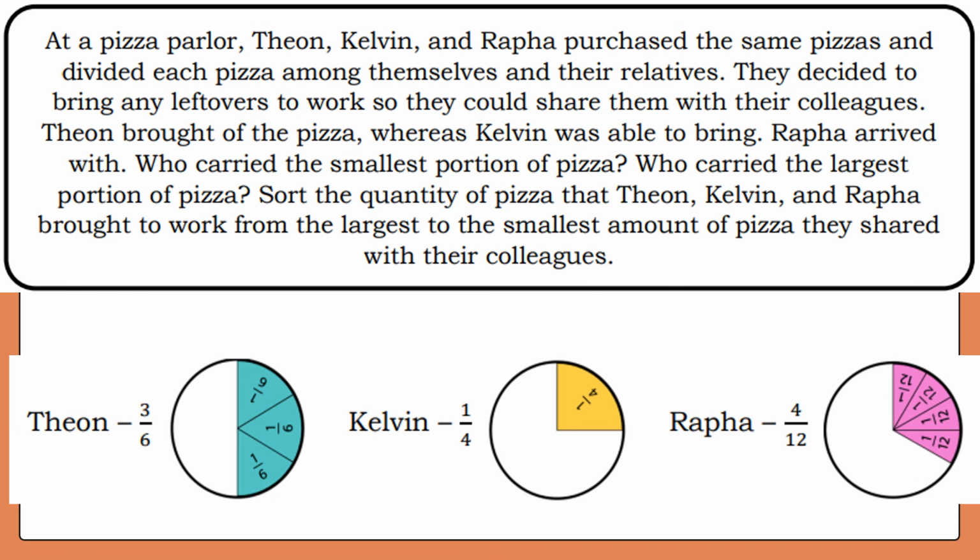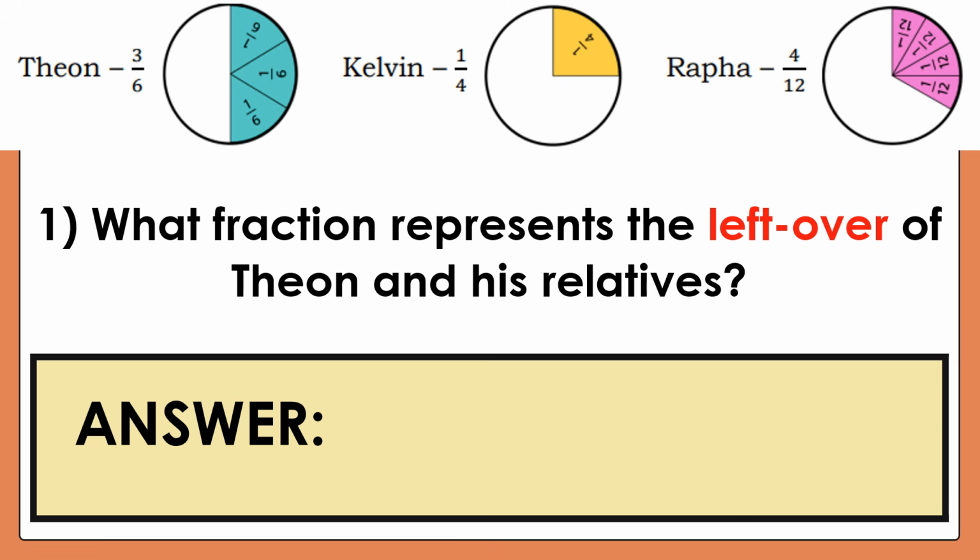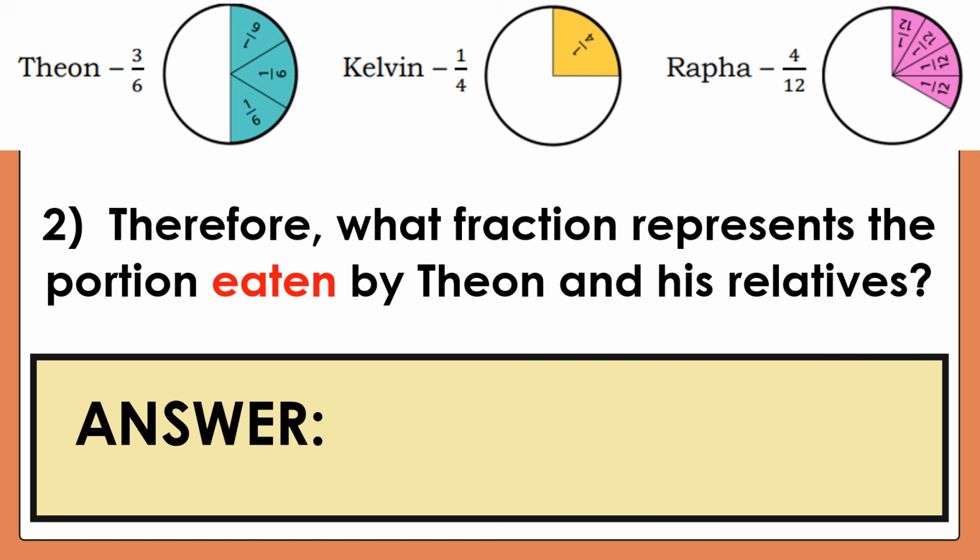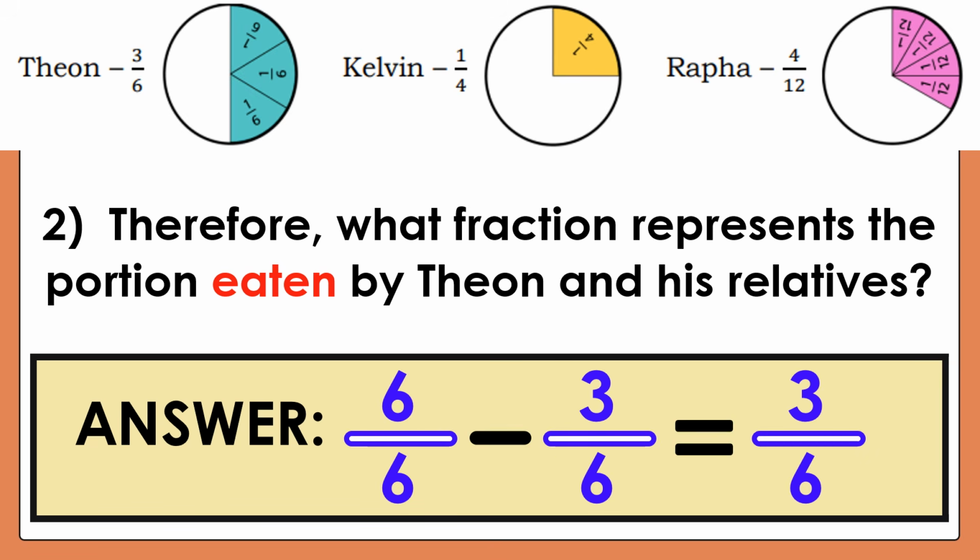Theon has 3/6. Kelvin has 1/4. Rafa has 4/12. Here are the guide questions. Number 1, what fraction represents the leftover of Theon and his relatives? The answer, 2/8. Number 2, therefore, what fraction represents the portion eaten by Theon and his relatives? The answer, 3/6.